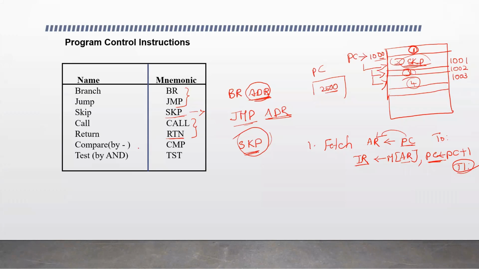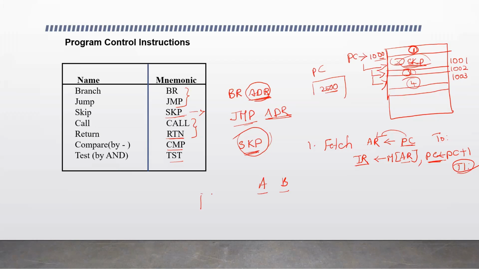And before that, we have two more instructions, compare and test. The mnemonic used for compare is CMP, and the mnemonic used for test is TST. This compare operation is used to compare two operands. If the two operands are A and B, this compare operation performs subtraction on the given operands and it will not store the value. We don't want the result of subtraction, but based on the result, some status conditions are set.